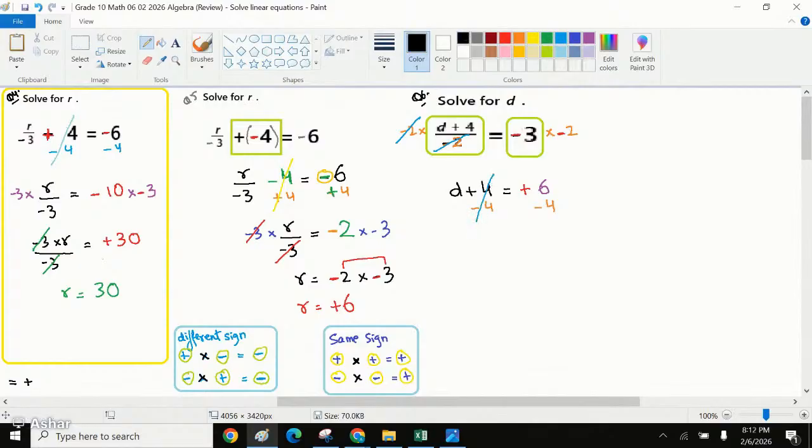These cancel out. That means the answer for d: 6 and 4 have opposite signs, that means they will be subtracted. 6 minus 4 is 2. And you keep the sign of the larger value. And you don't have to write plus 2, you can leave it as 2 as well.